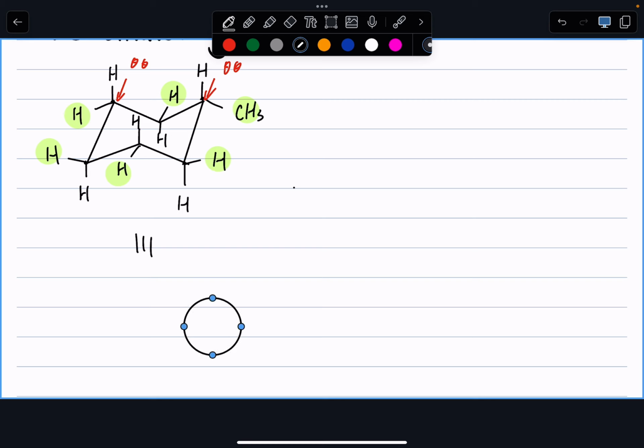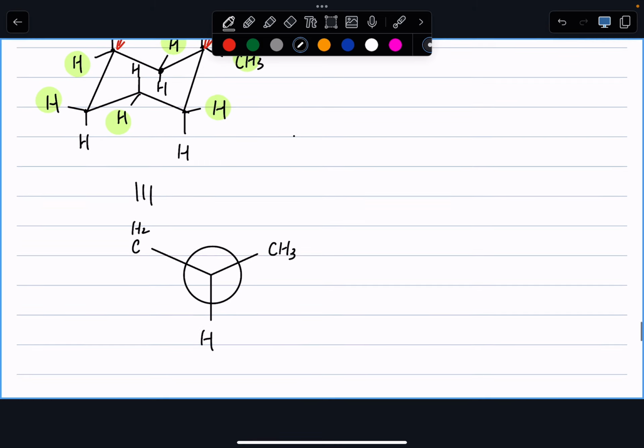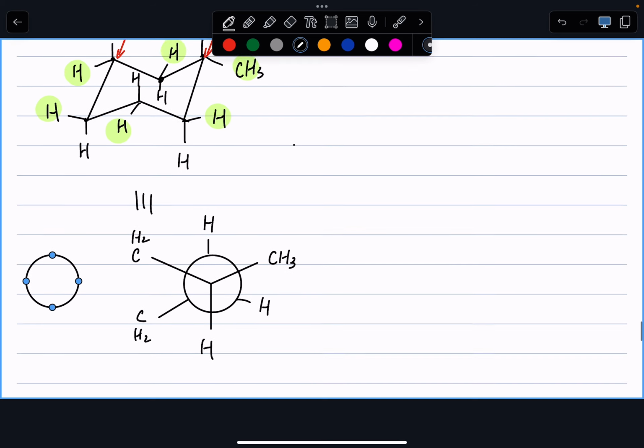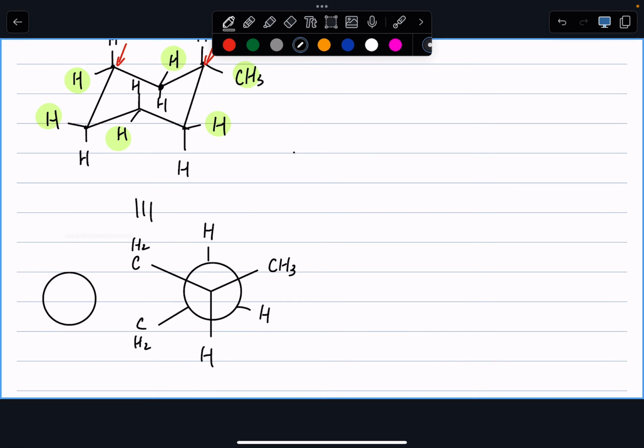On the right-hand side of the Newman projection, that's my CH3. Connecting to this center carbon, that's my CH2, and then the hydrogen. On the back, we're connecting it to CH2, hydrogen, hydrogen. And on the other hand, we have another cycle of the Newman projection coming out. So something like this.